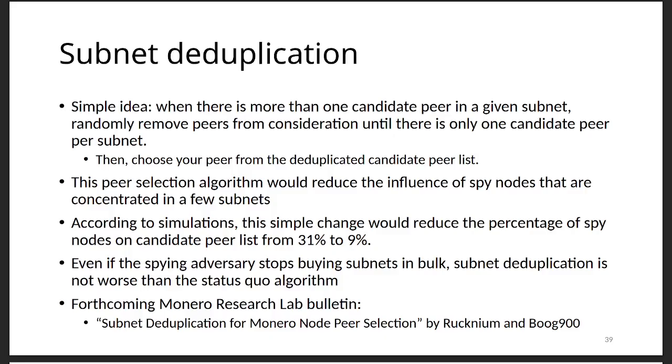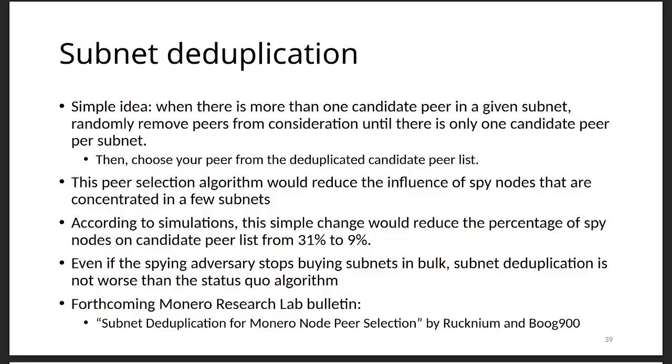Simple idea. When there is more than one candidate peer in a given subnet, randomly remove peers from consideration until there is only one candidate peer per subnet. Then, choose your peer from the deduplicated candidate peer list. This peer selection algorithm would reduce the influence of spy nodes that are concentrated in a few subnets.